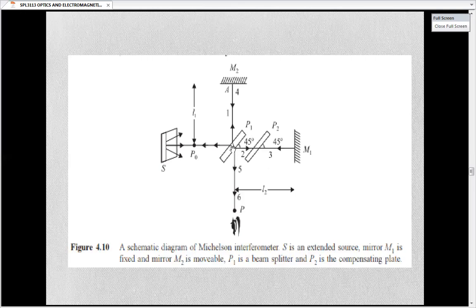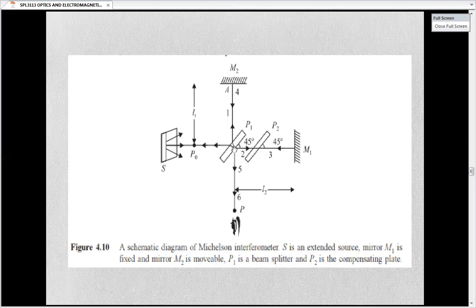Then the second ray comes to the top surface of P1, it is transmitted twice, transmitted through the glass and then transmitted to the air on the other side. And then it passes through glass plate P2 one time, goes to the mirror M1, comes back, passes through the glass P2, then comes through P1 on the partially silvered surface, and then to the eye.